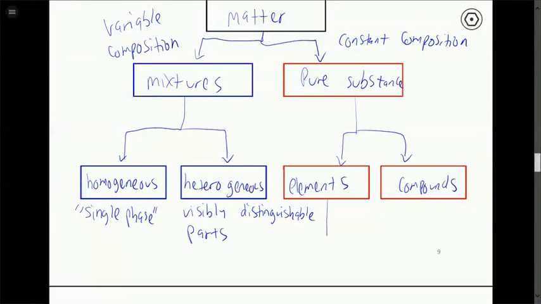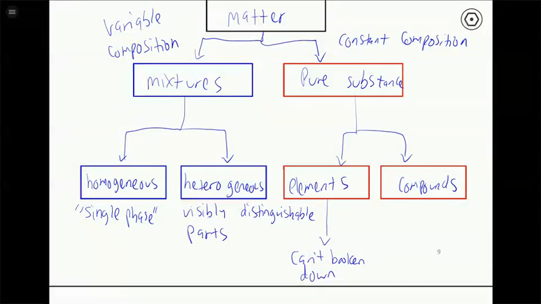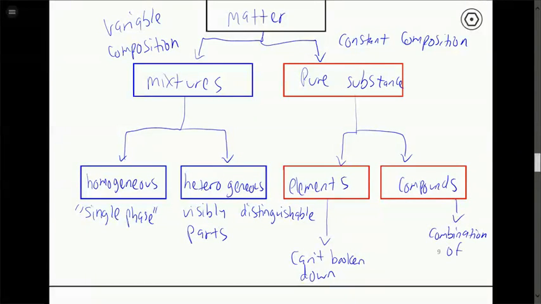All right, so elements are pure substances that can't be broken down any further. They're the simplest forms of matter available to us. They cannot be broken down into anything simpler. And then compounds are going to be chemical combinations of elements. So they're going to involve some sort of bonding interaction between the elements, things we'll learn a lot about in this course. So that's what we call a compound.